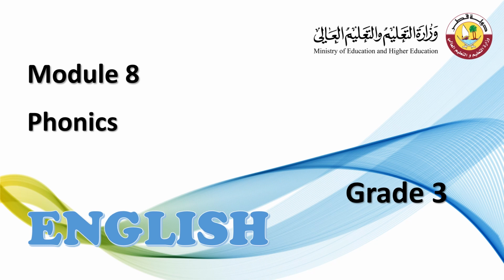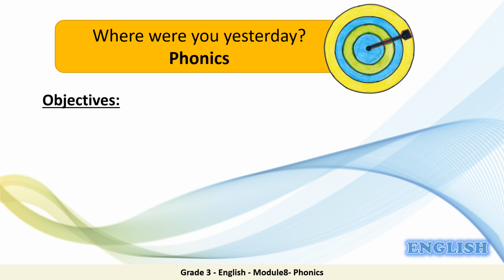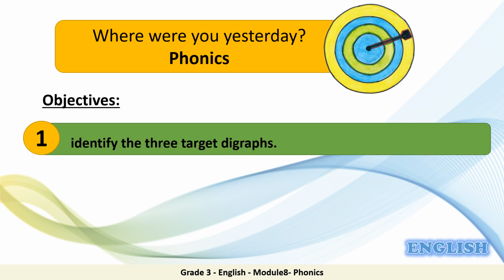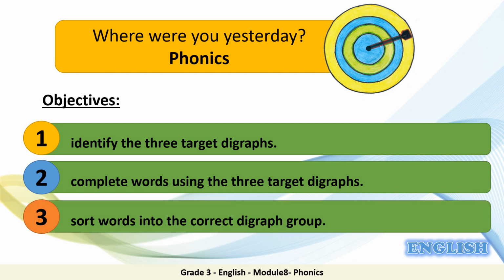Our lesson today is Phonics from Module 8. Let's start by reviewing our learning objectives. For this phonics lesson, we have 3 learning objectives. 1. We will identify the 3 target digraphs. 2. We will complete words using the 3 target digraphs. And 3. We will sort words into the correct digraph group. So are you ready to start? I am sure you are. Let's go.